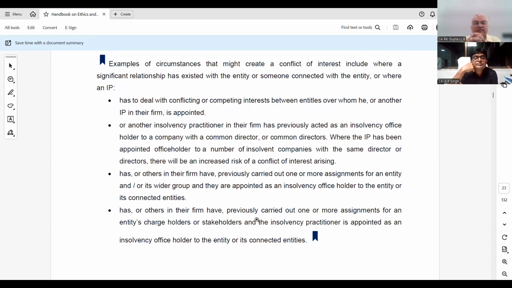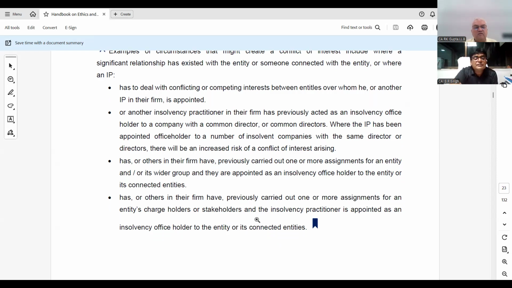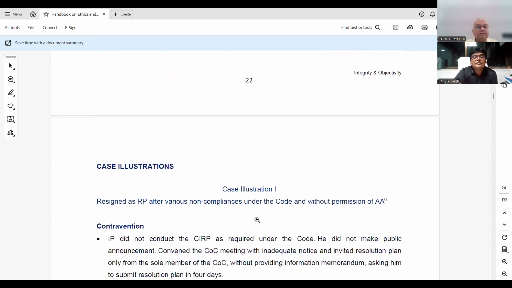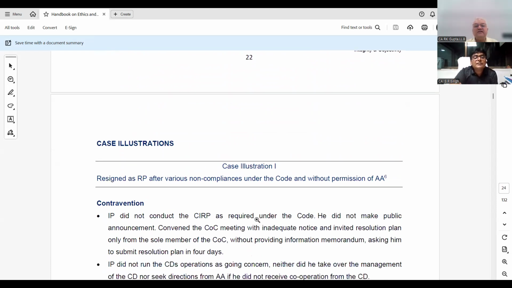Has or others in their firm have previously carried out one or more assignments for an entity and or its wider group, and they are appointed as an insolvency office holder to the entity or its connected entities. Has or others in their firm have previously carried out one or more assignments for an entity's charge holders or stakeholders, and the insolvency practitioner is appointed as an insolvency office holder. So in all these cases, there might be conflict of interest. They have given illustration also.